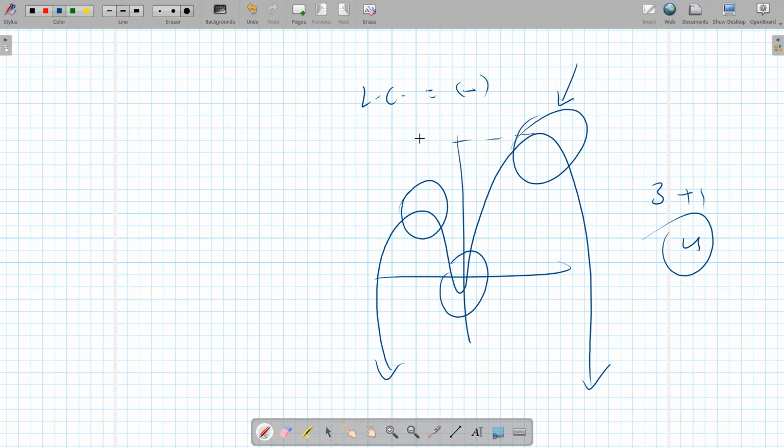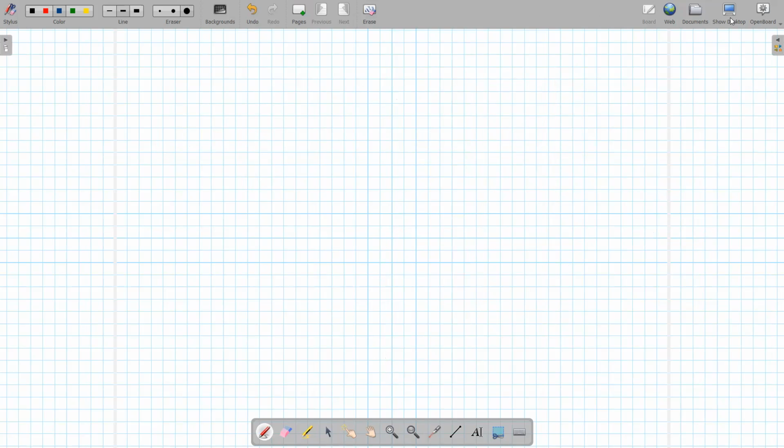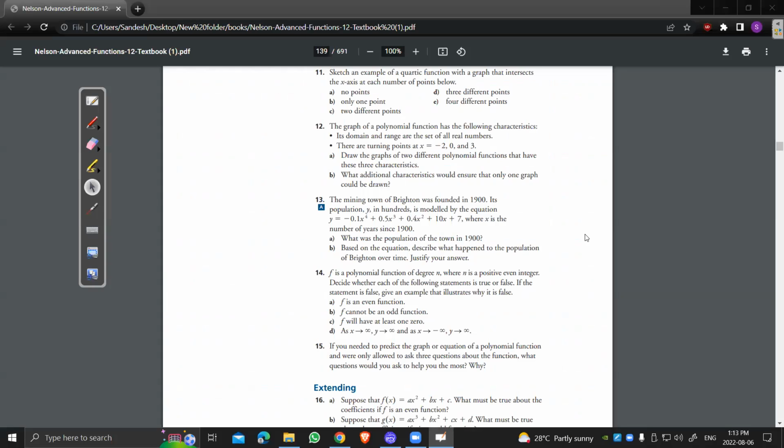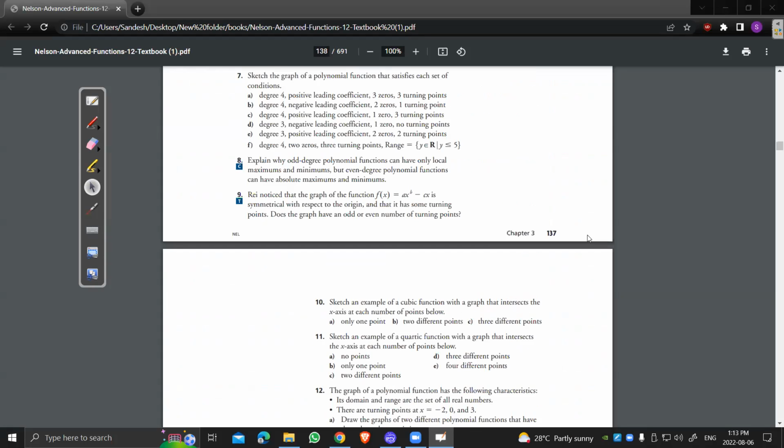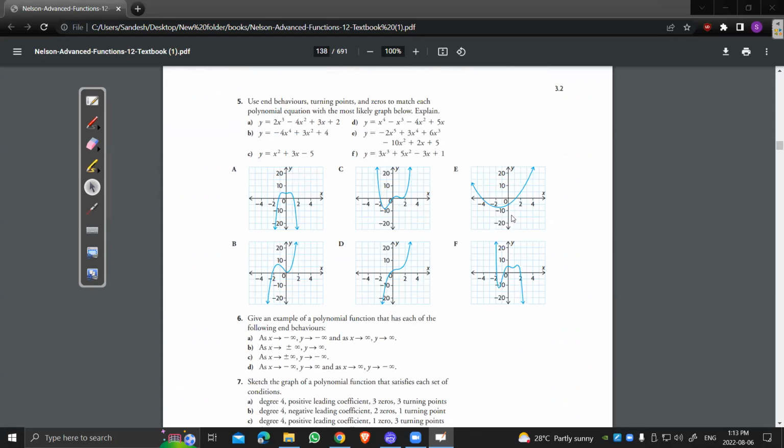Let's say that's 10. Is 10 a maximum or a minimum? Maximum. Exactly. It'll never be 11. So if the leading coefficient is negative, you get a maximum. If the leading coefficient is positive, you get a minimum, for even degree functions. For odd functions, it's negative infinity to positive infinity. Okay, now let's jump in and do some actual questions.